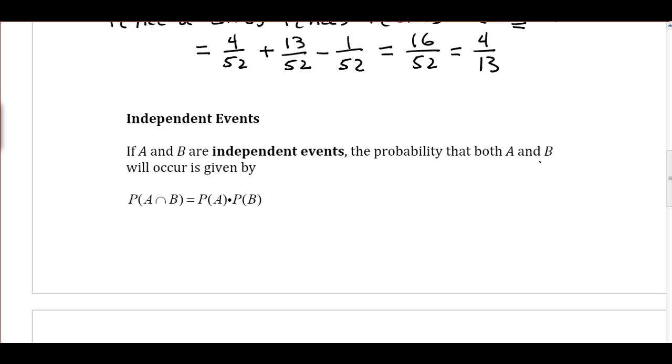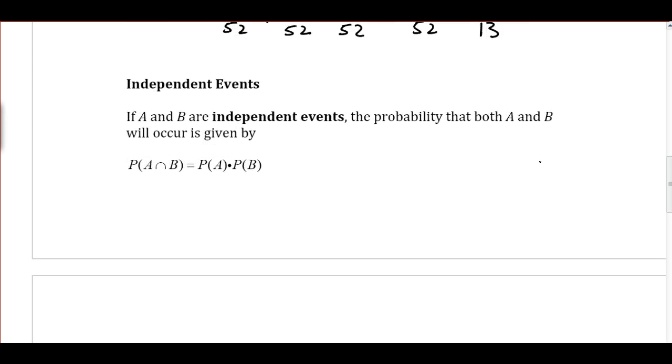Next we're going to talk about independent events. If A and B are independent events, the probability that both A and B will occur is given by the probability of A times the probability of B. We've talked about this before. Also, let's say we're tossing 2 separate coins. Those are independent events. Or let's say we're tossing a coin and then rolling a die. Those would be independent events.